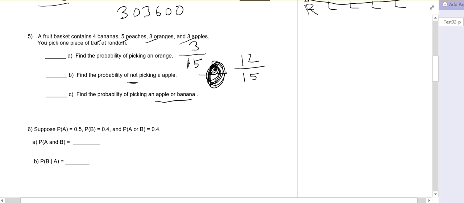Find the probability of picking an apple or banana. Well, 4 ways in banana, 3 ways in apple. So getting an apple or banana, 7 ways. 15 ways of doing something, right? 7 out of 15.